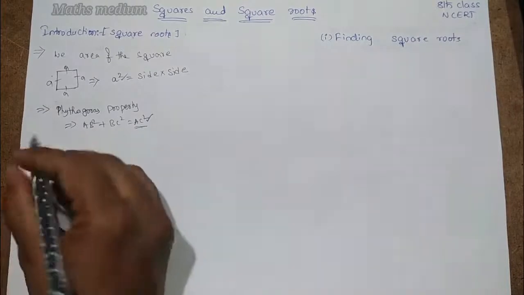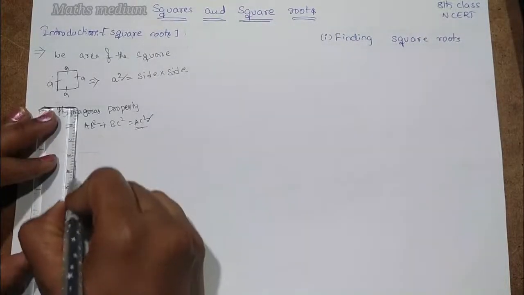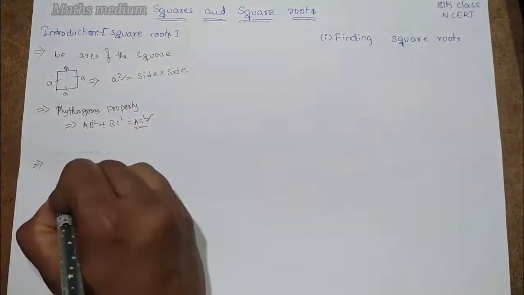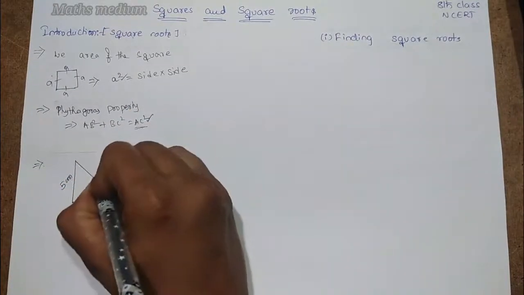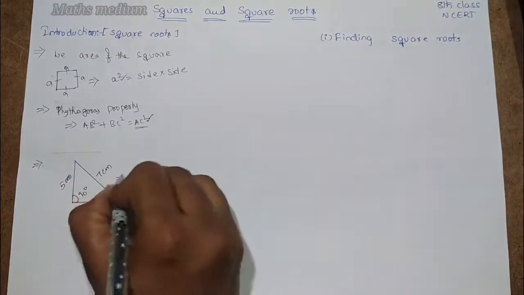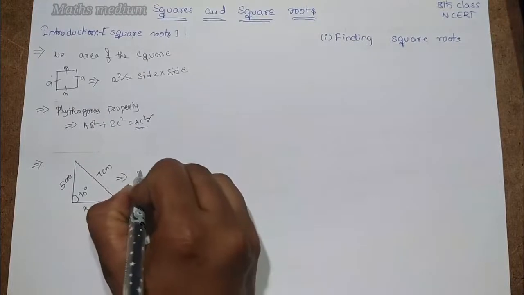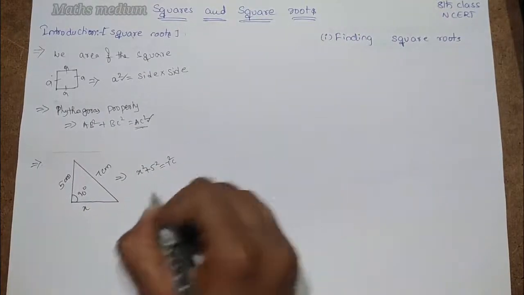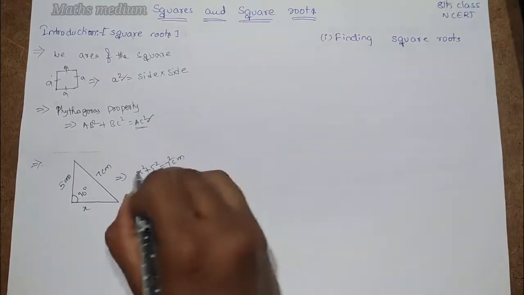Next, another one: take any right angle triangle. Two sides are known and another side is unknown. We have to find it by way of this property similarly. So x square plus 5 square is equal to 7 square. This is the formula in terms of square.